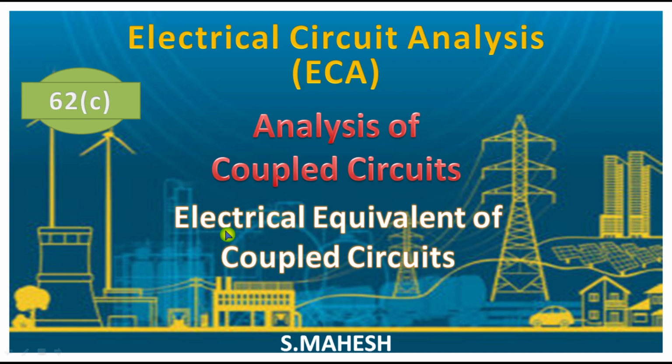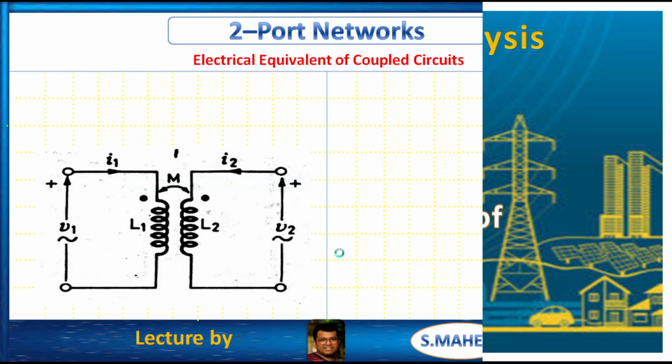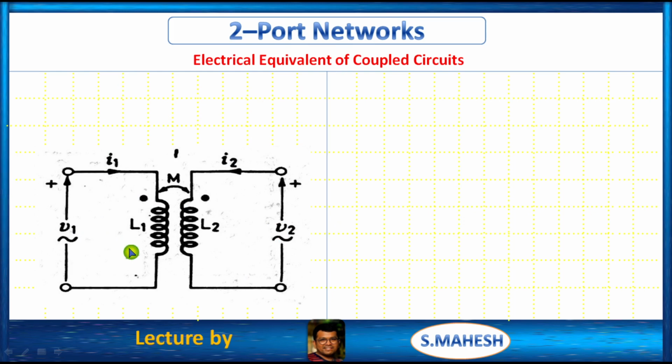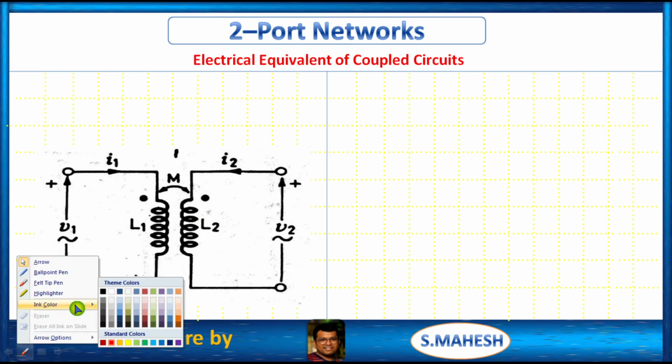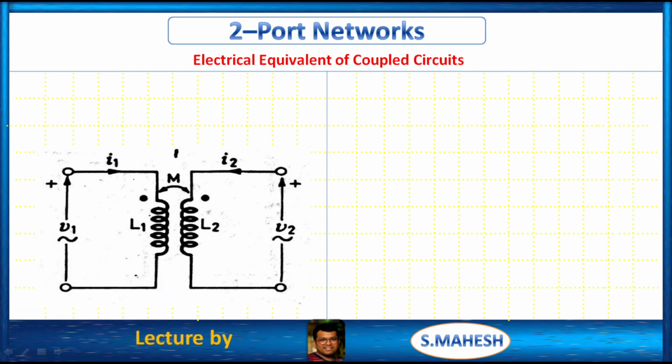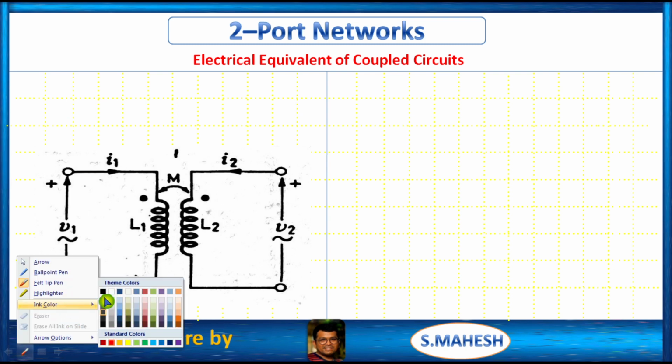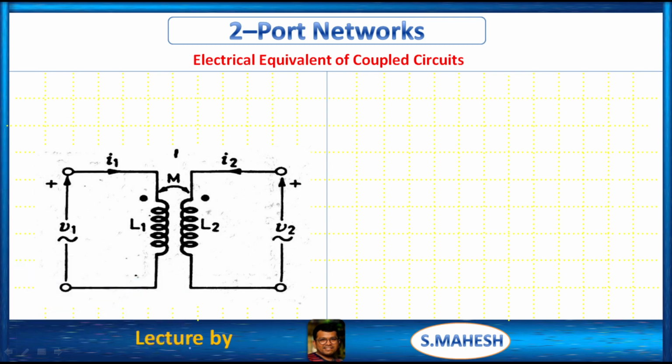Hello everyone. Now we have to discuss the electrical equivalent of coupled circuits. This is one of the connections. The dot conventions are provided in coil 1 as well as in coil 2, right? So we are providing the electrical equivalent of a coupled circuit.